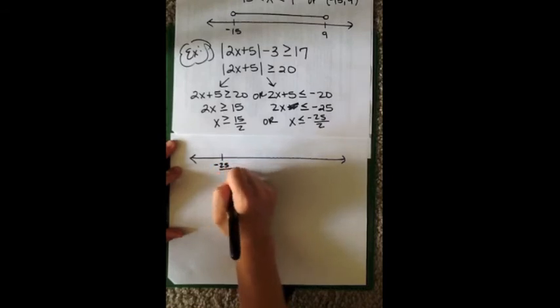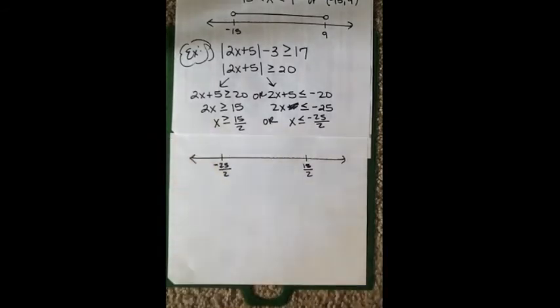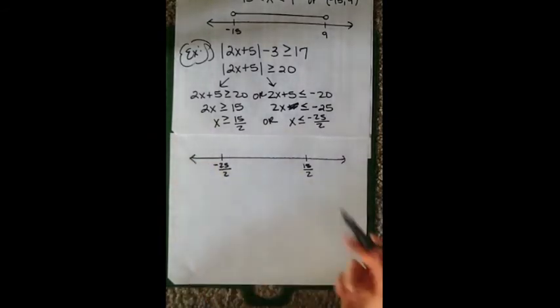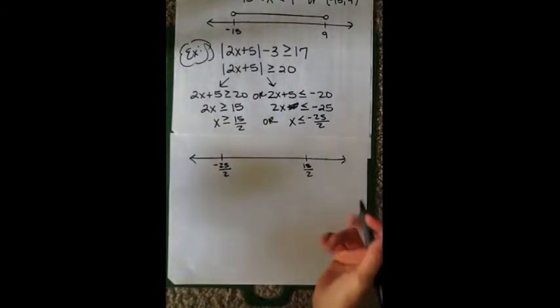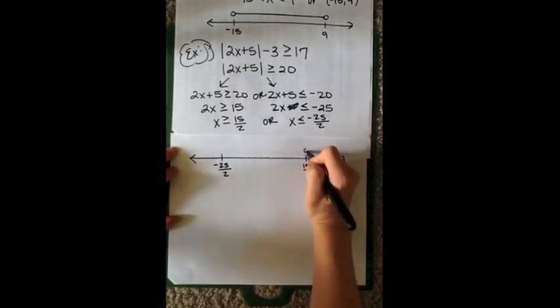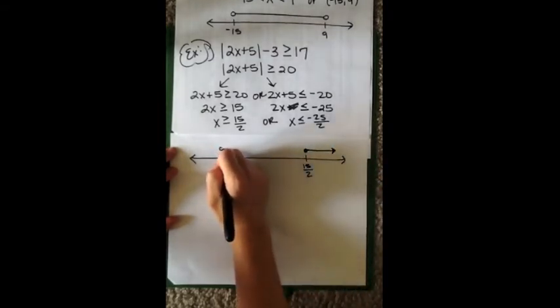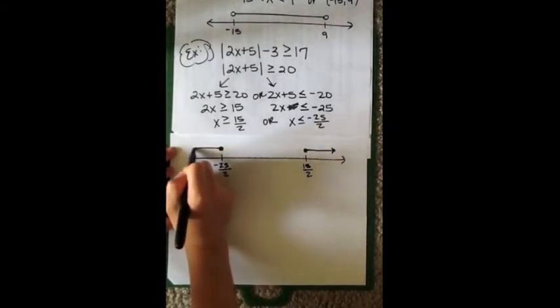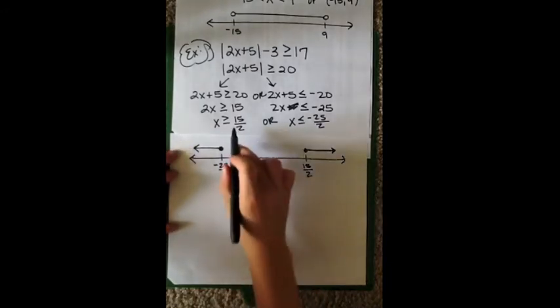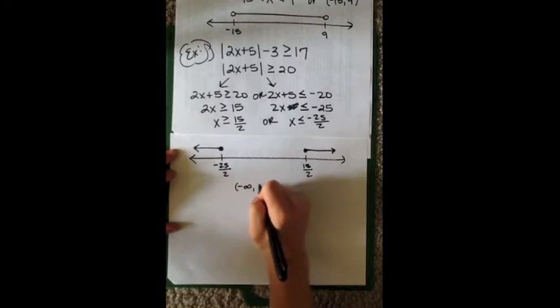Negative 25 halves, 15 halves. Again, if you want to put that in decimal, that's negative 12.5 and 7.5. Doesn't really matter. So x is greater than or equal to 15 halves, so it's solid, or less than or equal to 25 halves. And you can leave it as an inequality, or if you want to, you can do interval notation.